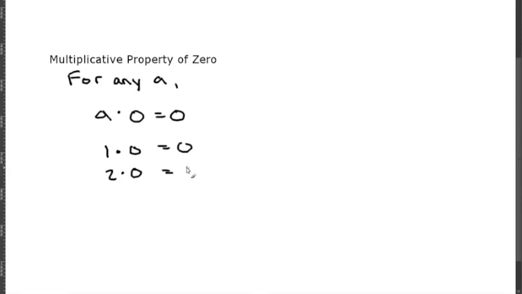Now we're going to look at the multiplicative property of 0. That just means that any factor times 0 will always be 0. So for any number a, a × 0 = 0. Let's say that a is 1. 1 × 0 is 0. Let's try 2. 2 × 0 is 0. Let's try 1,000. 1,000 × 0 is 0. So you can see that any a times 0 is always going to be 0. And those are the important properties of addition and multiplication.